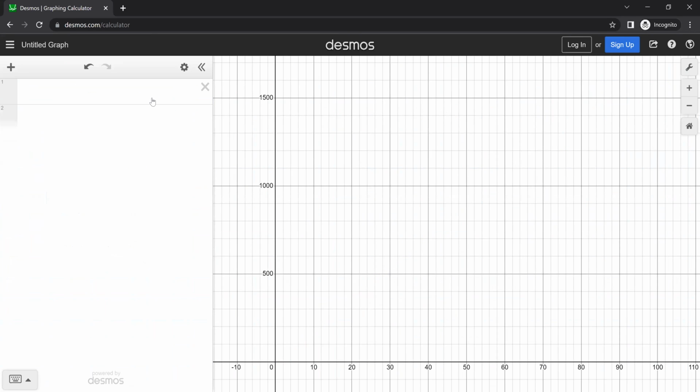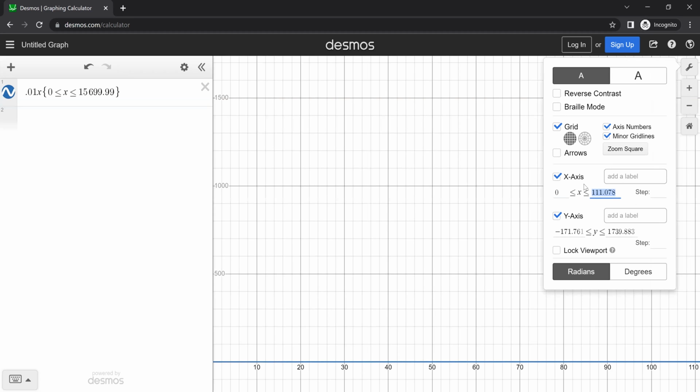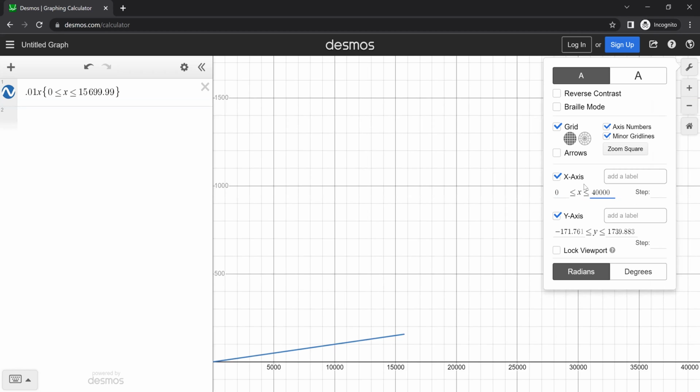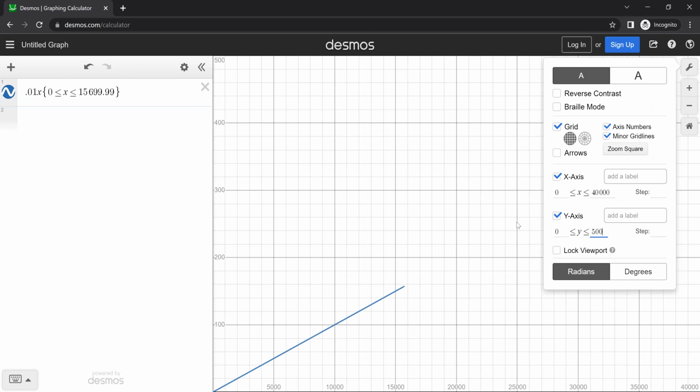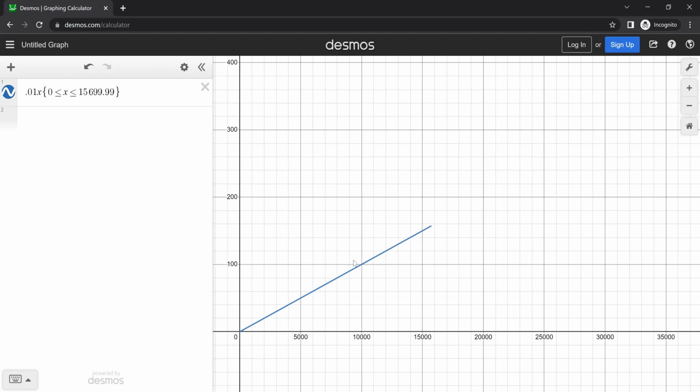So here's the graph here again. 0.01x, restrict the domain, 0 less than or equal to x less than or equal to $15,699.99. And so we've got a problem already with our graph because the income isn't high enough on the x-axis. The input is the amount that you're making. So I'm going to adjust the x to a person making $40,000 a year. And the y, I don't think we're going to get that high. We'll go to maybe like $500 in tax. So you can see most of them just stop.